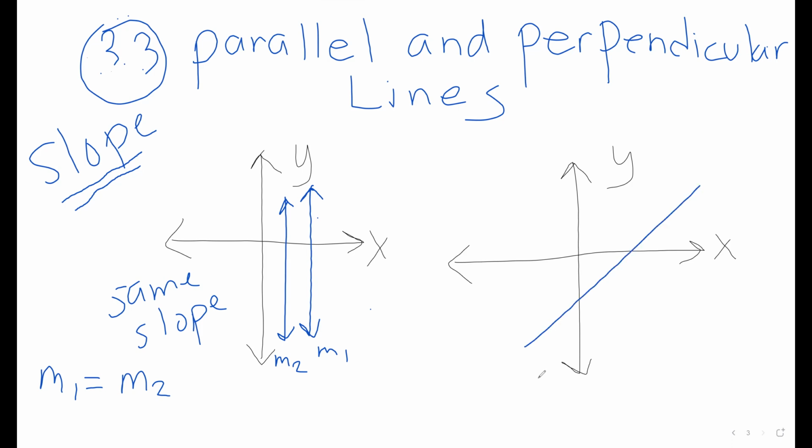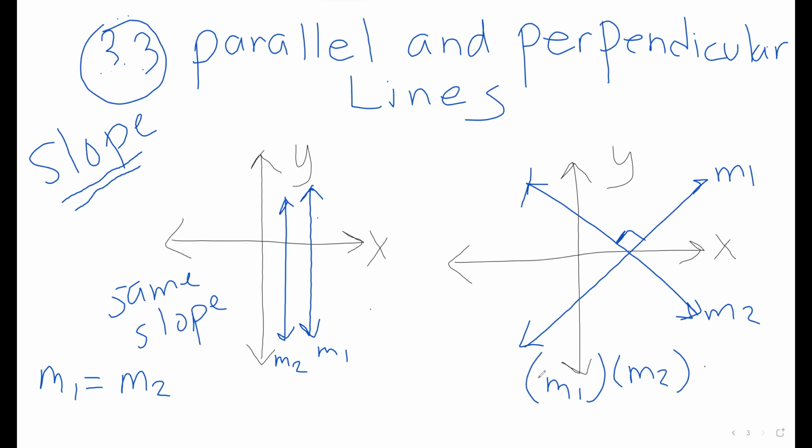Perpendicular lines are lines that form a 90-degree angle. We'll call these slope 1 and slope 2. Lines are perpendicular when you multiply their slopes: when you multiply the slope of line 1 and the slope of line 2, it equals -1, or they are the negative reciprocal of each other. So this is the characteristic we're learning: parallel lines have the same slope, and perpendicular lines, when you multiply their slopes together, equal -1.